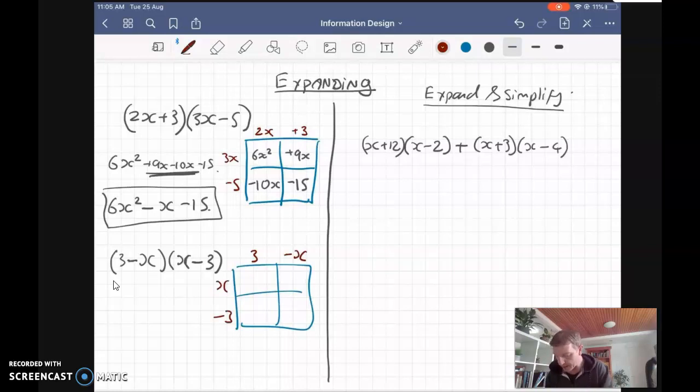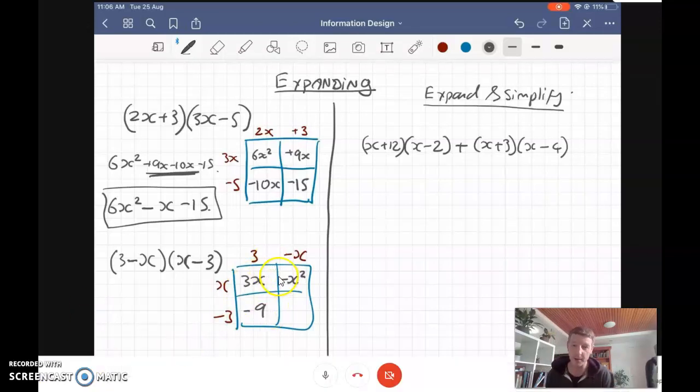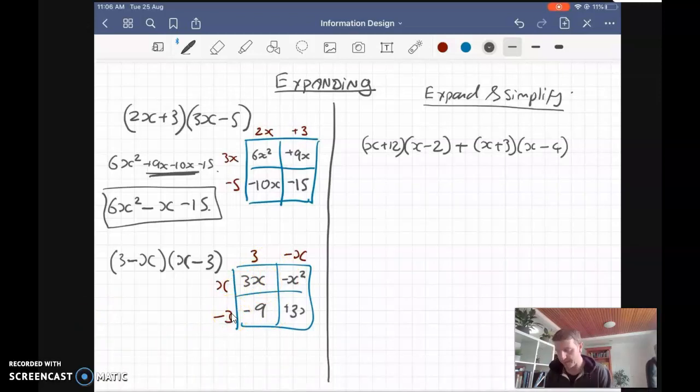So now I go x times 3 is 3x. X times negative x will be minus x squared. 3 times minus 3 is negative 9. And then negative 3 times negative x. Those two negatives are going to make a positive. So it's going to be plus 3x.